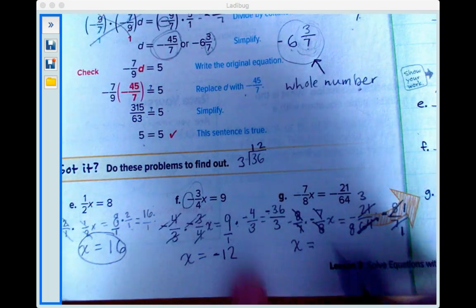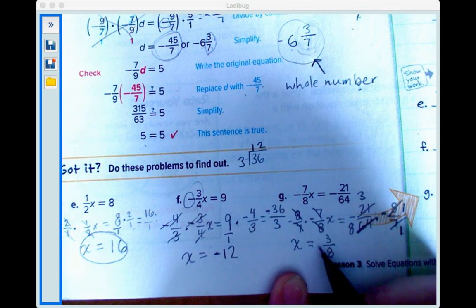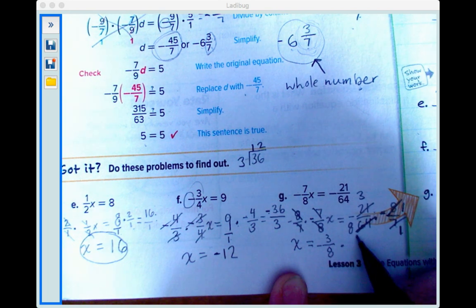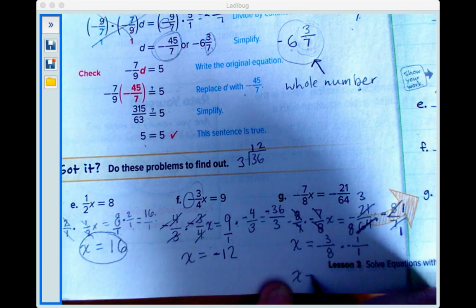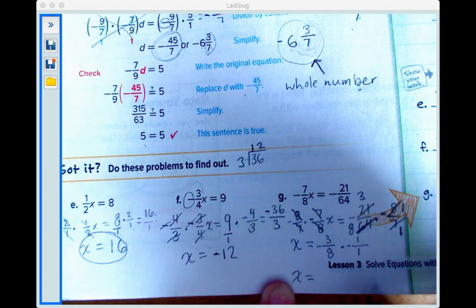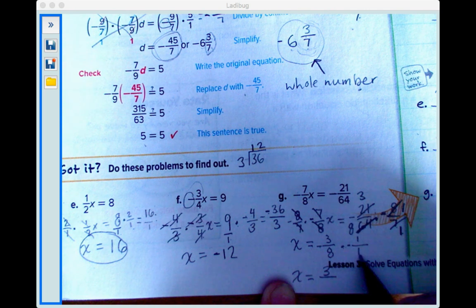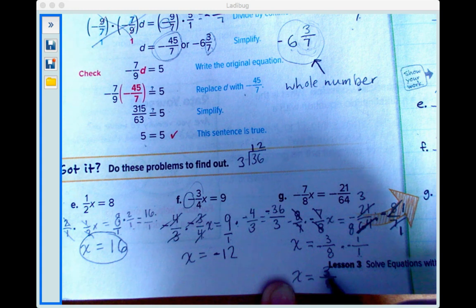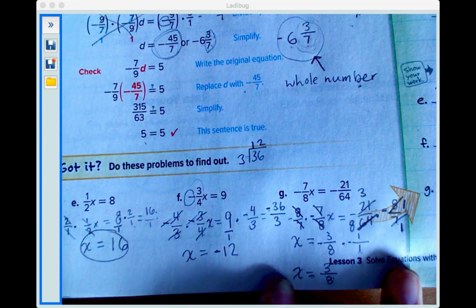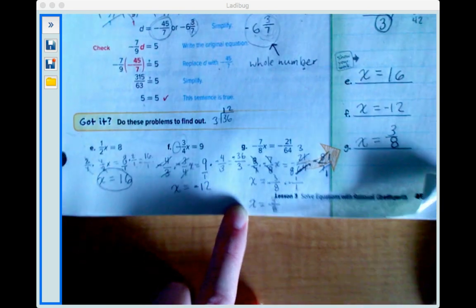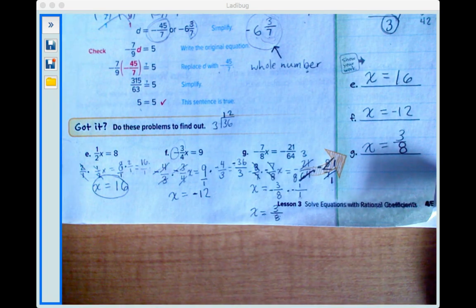Now we have 3 over 8, so don't forget your negatives, times 1 over 1, don't forget your negatives. X equals 3 times 1, negative 3 times negative 1 is positive 3. Negative 8 times negative 1 is positive 8. So x equals 3 over 8. If you need to go over that again, please re-watch the video.